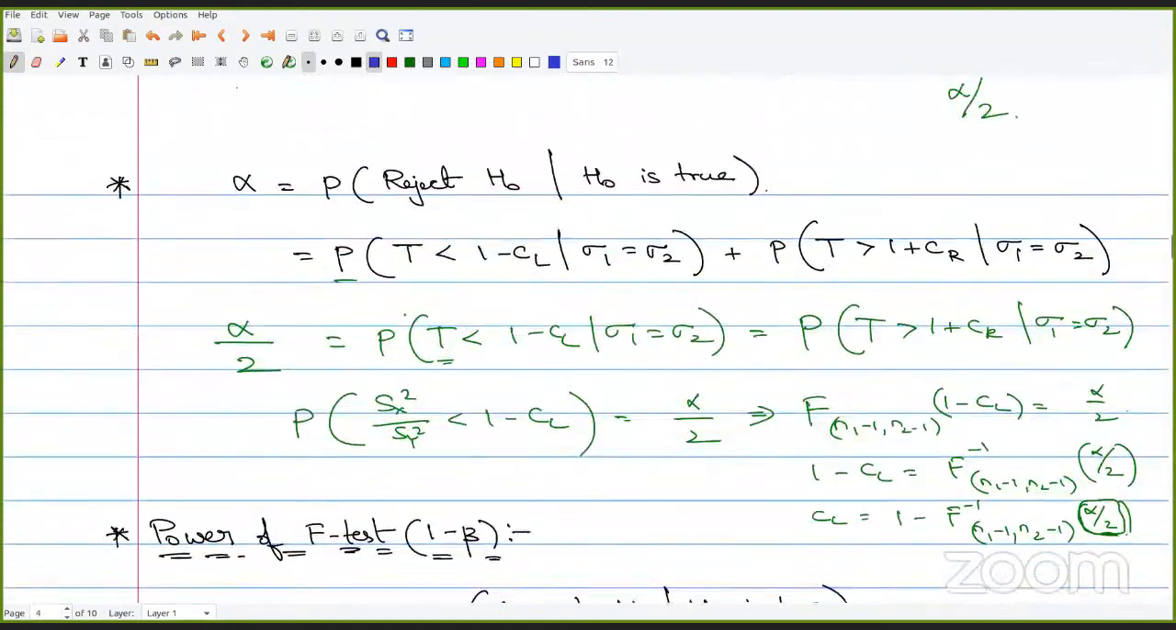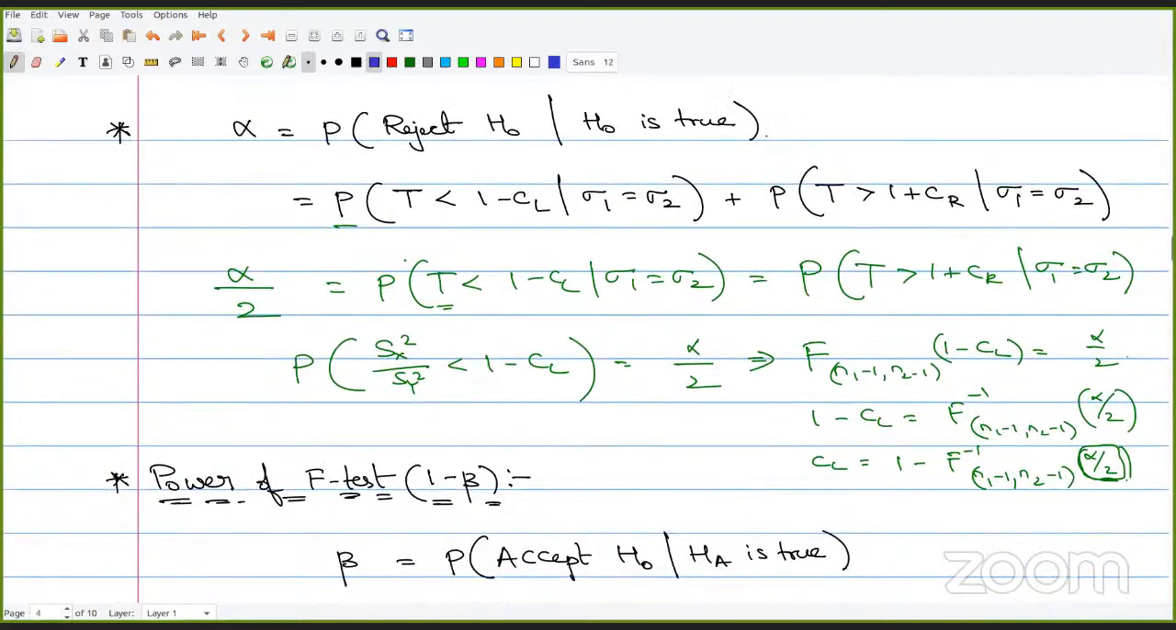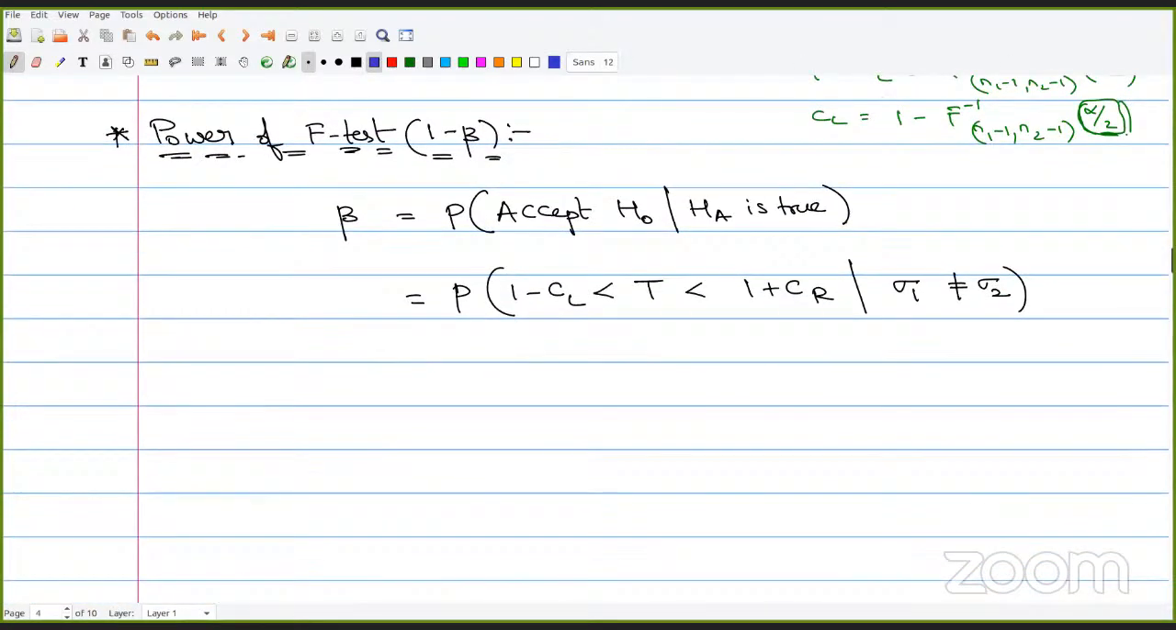So the test statistic is how we compute the significance level, and we can also compute the power of this F test, which is actually 1 minus beta. And we know what beta is: the probability of a type 2 error. What is beta? The probability of accepting the null when the alternate is true. Alternate is true: type 1 or type 2? Type 2 error.